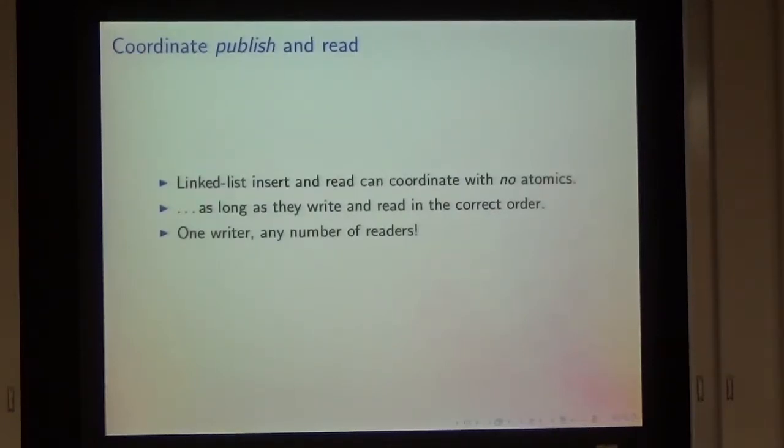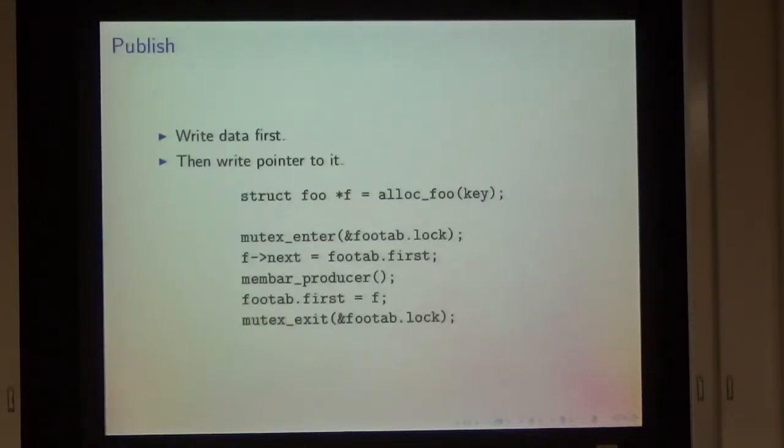So this will work with one writer and any number of readers concurrently, and it works with hash tables or radix trees. The idea is to first initialize memory, so initialize the foo, and we initialize the next pointer of the foo struct. Then we make sure that all of the above writes have happened before we expose the pointer to the foo to any other CPUs.